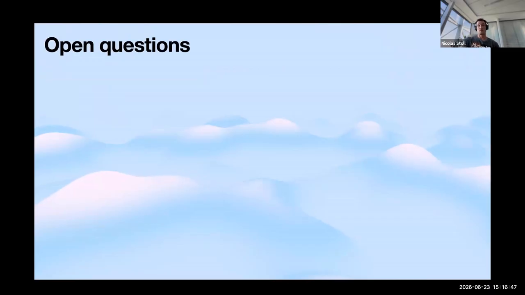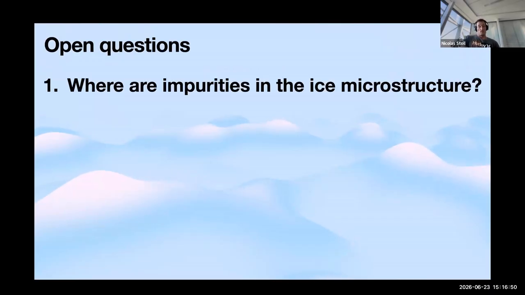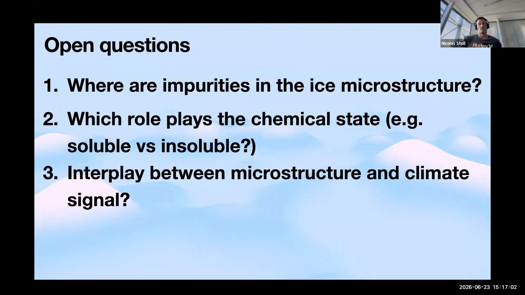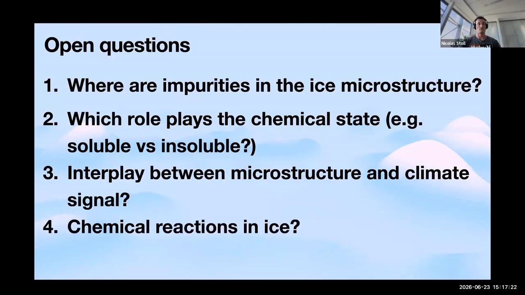Okay, so I just posed some open questions here. It's still not really clear where those impurities are in the ice microstructure, and what role they play. For example, what is the importance of more soluble versus more insoluble impurities? And how does the microstructure impact the climate signal? Those impurities are a climate signal, but with all those grain growth and recrystallization processes happening, they of course also impact what we see as a climate signal, and we still don't understand it well enough to be sure that this climate signal hasn't been altered a lot.